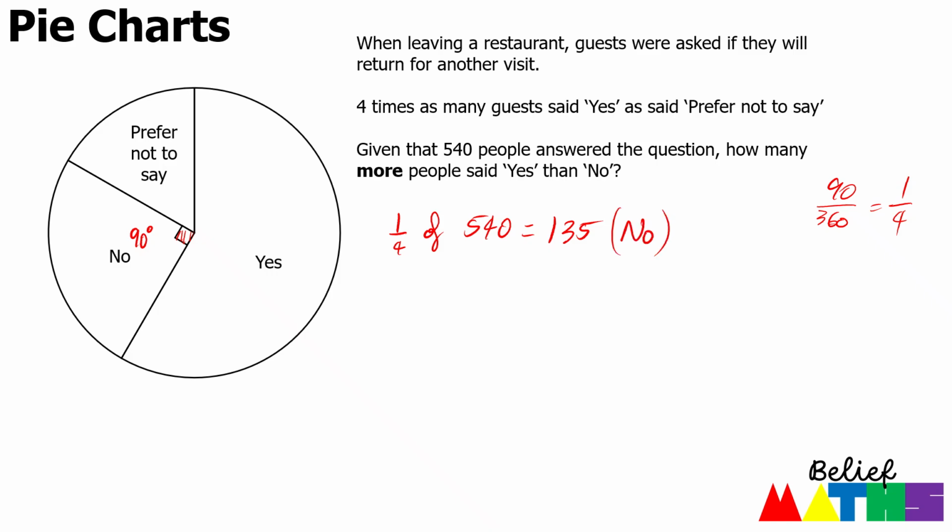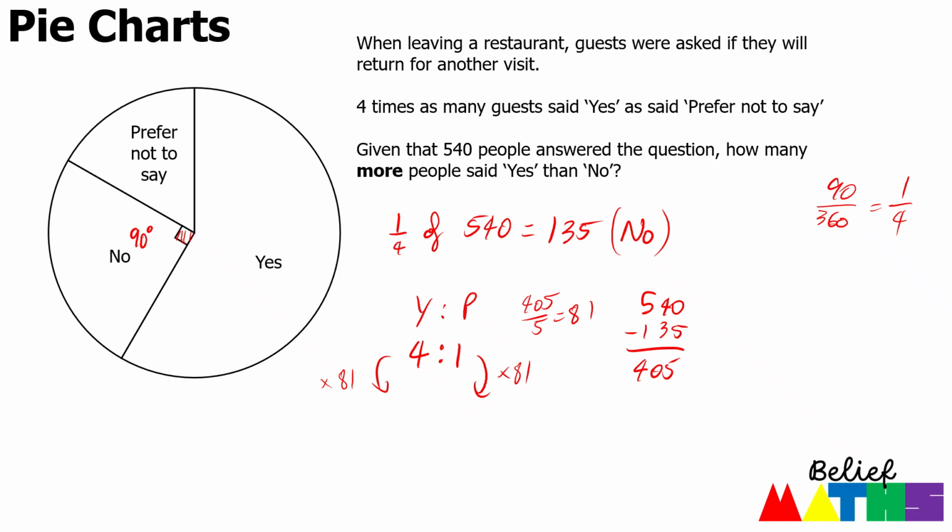Then it tells us for yes to prefer not to say, it says 4 times as many. That just means the ratio is 4 to 1. So the number of people that includes is your 540 minus your 135, which is 405 people either said yes or said prefer not to say. We can then split that 405 into the ratio of 4 to 1. So 405 divided by 5 gives us 81. So our scale factor here is to multiply by 81 on both sides. And that gives us our answer of 324 to 81.